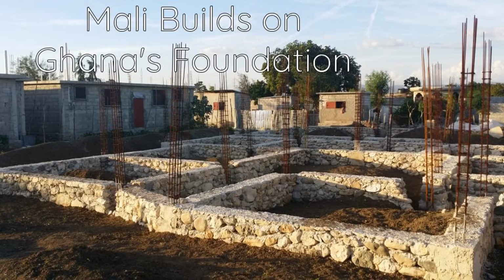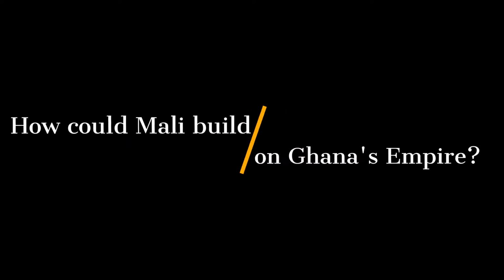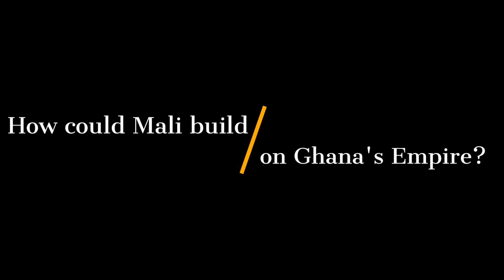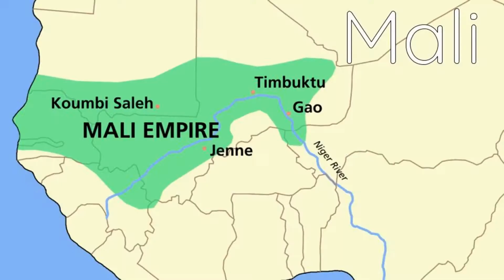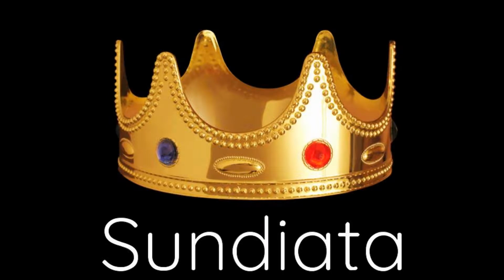Our first section we're going to be talking about is Mali builds on Ghana's foundation. You can find this on pages 165 and 166 in the textbook. The question we want you to be thinking about: how could Mali build on Ghana's empire? The Empire of Mali was formed around 1240. It was located in the southern area of what had been Ghana's empire. The Malinke people founded the Empire of Mali. A great chief named Sundiata led the Malinke. In 1240, Sundiata and his army captured the former capital of Ghana. He expanded his empire beyond Ghana's old border.